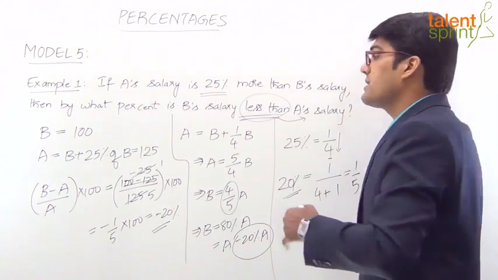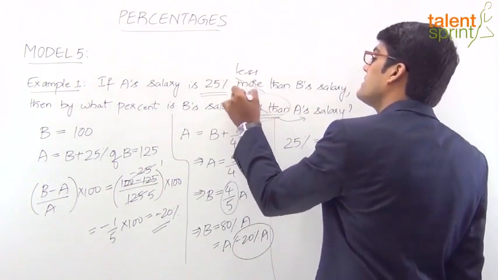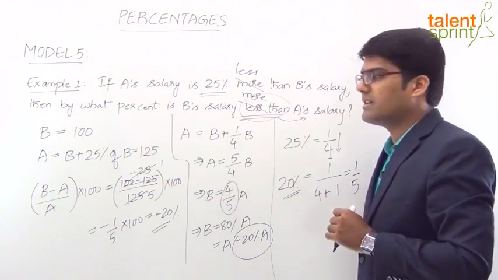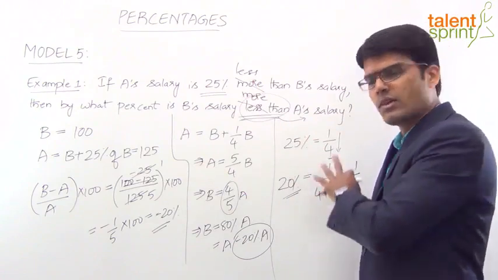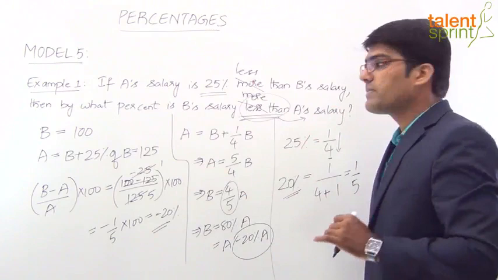And similarly, let's say the question is the other way. A is 25% less than B. So by what percentage is B more than A? Right? Opposite of what is given here. A is 25% less than B, and then by what percentage is B more than A? Same process. Whatever we have done here, the same thing is to be followed. It is just that the operation will get reversed.